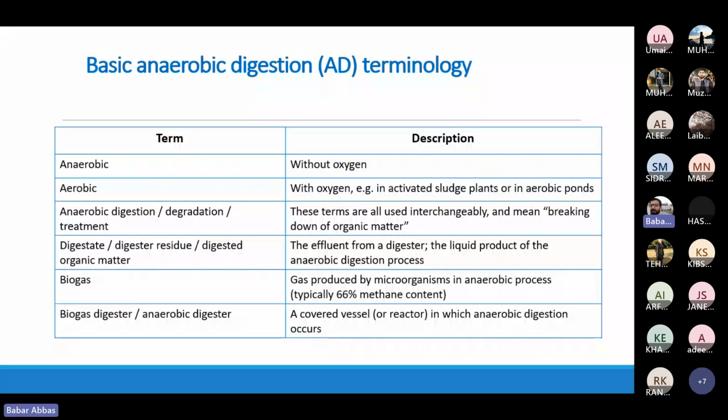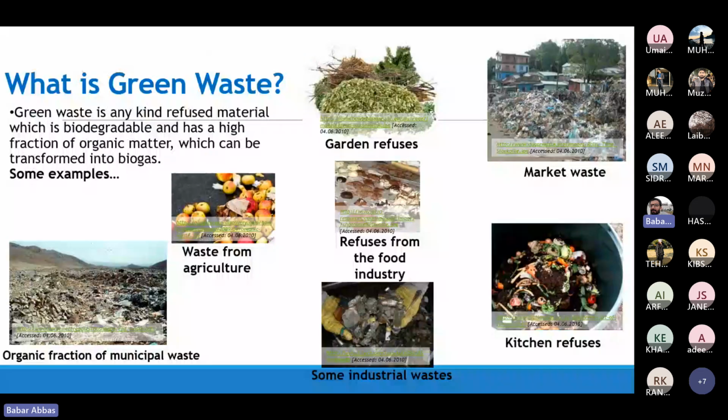Green waste, we have already discussed the types of the waste in our initial lectures, and the green waste is coming from the garden refuse, market waste, refuse from the food industry, waste from the agriculture, organic fraction of municipal solid waste, and some industrial waste are also offering the organic or the green waste, and kitchen refuse also comes under the category of green waste.